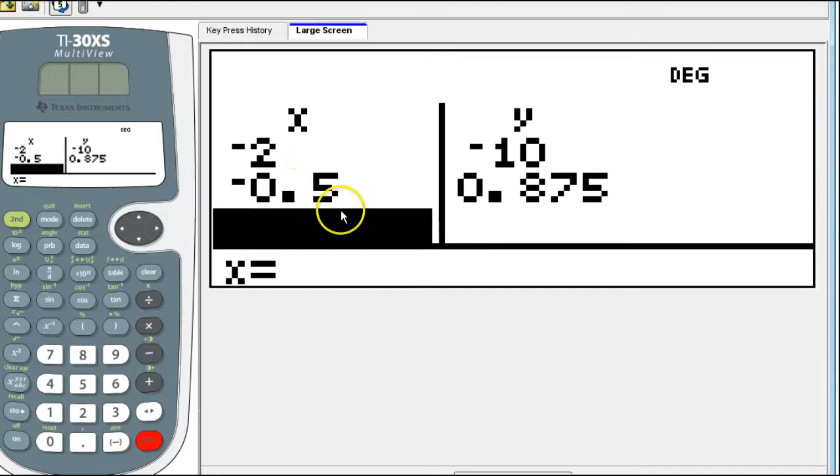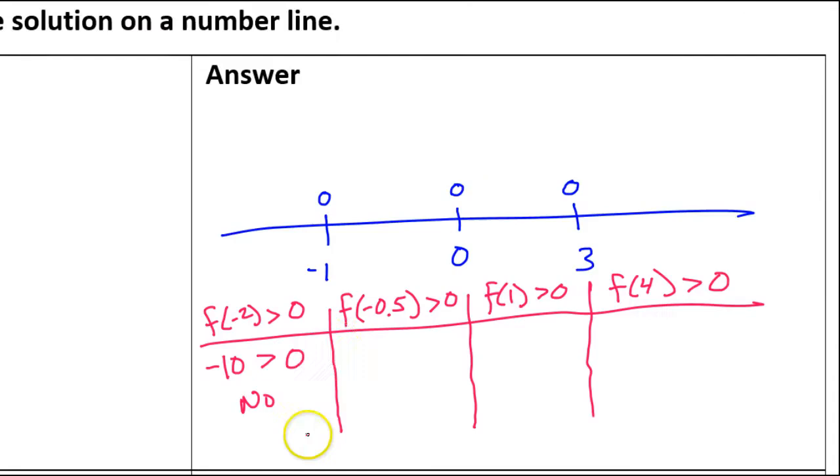What else was on that calculator? At -0.5, the value of the function is 0.875. Is that greater than 0? Well, yes it is. It's a positive number. That means -0.5 is a solution, which means that all of the values in this interval are solutions. So I will show that by making a segment here. All of these are solutions.